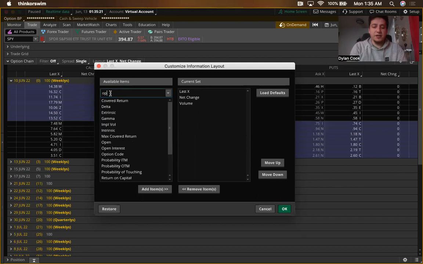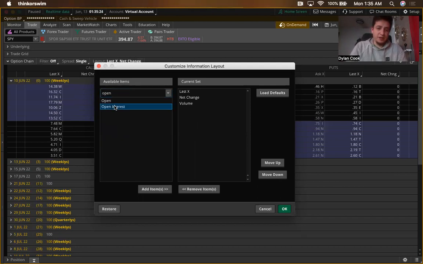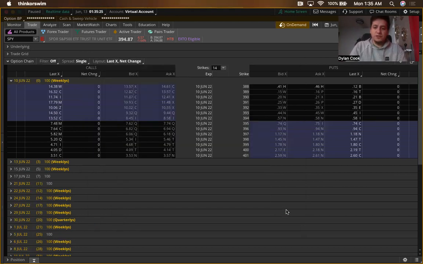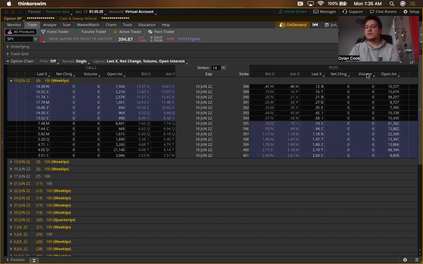I like to add the open interest. And let's go over these two things really quickly. So the volume represents how many are moved for that day for that contract price. The open interest represents how much of that volume is still in place.